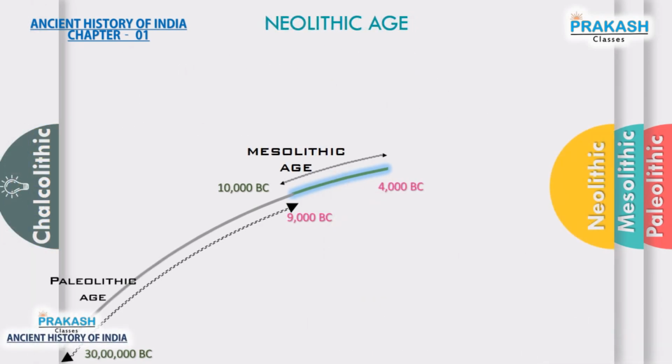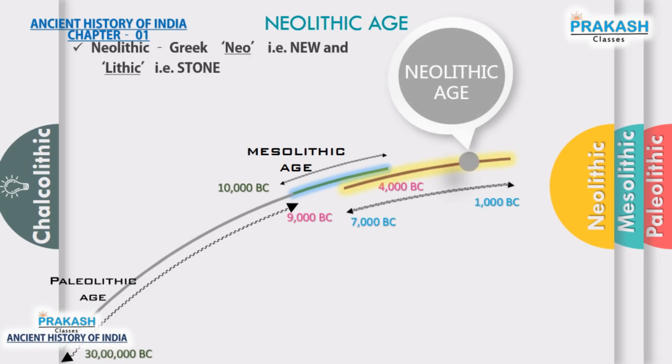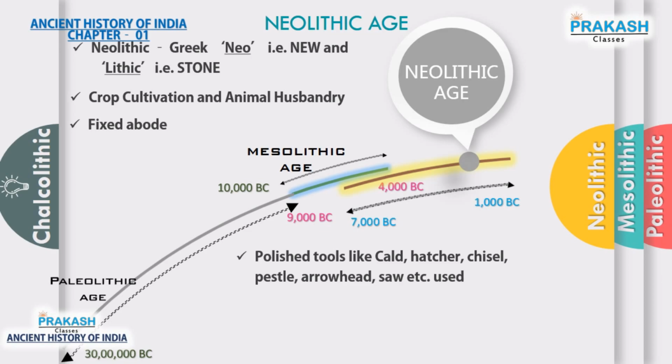Now comes the Neolithic age or the New Stone Age. Neolithic is the combination of two Greek words, neo, that is new, and lithic, that is stone. The transition from hunting, gathering to food production marked this period. During this period, humans practiced crop cultivation, agriculture, and animal husbandry, and they also had fixed human settlements with the beginning of establishment of villages. They used polished tools like celt, hatchet, chisel, pestle, arrowhead, saw, etc.